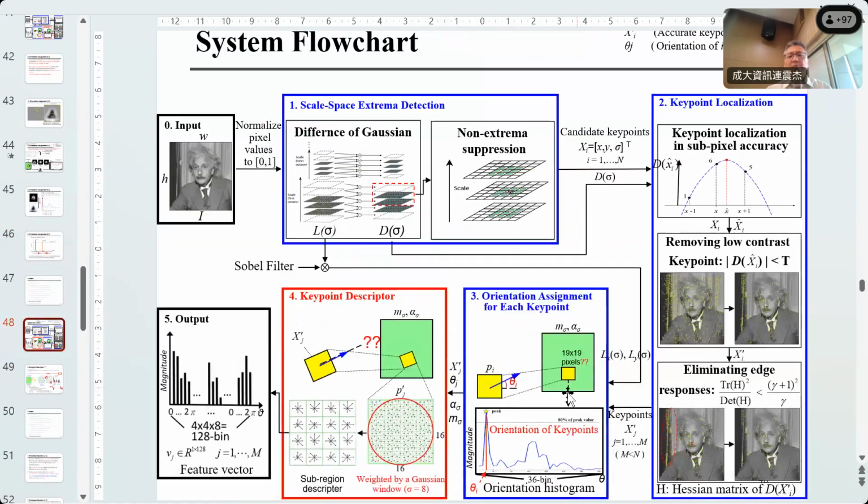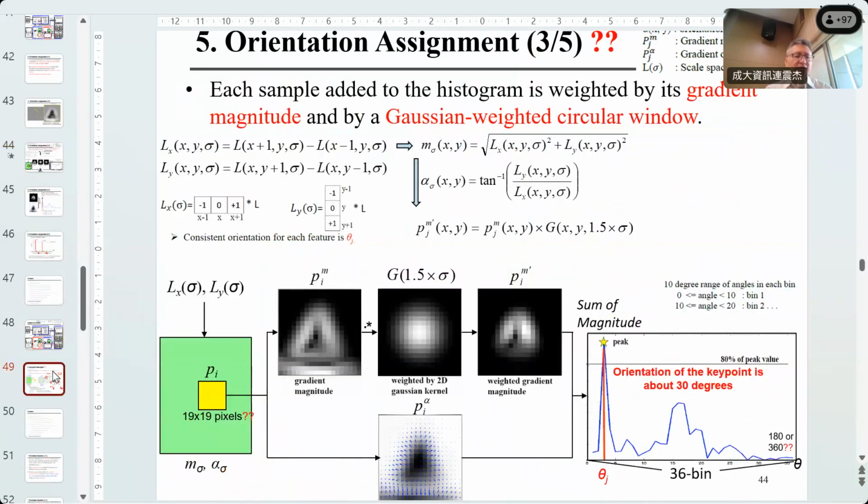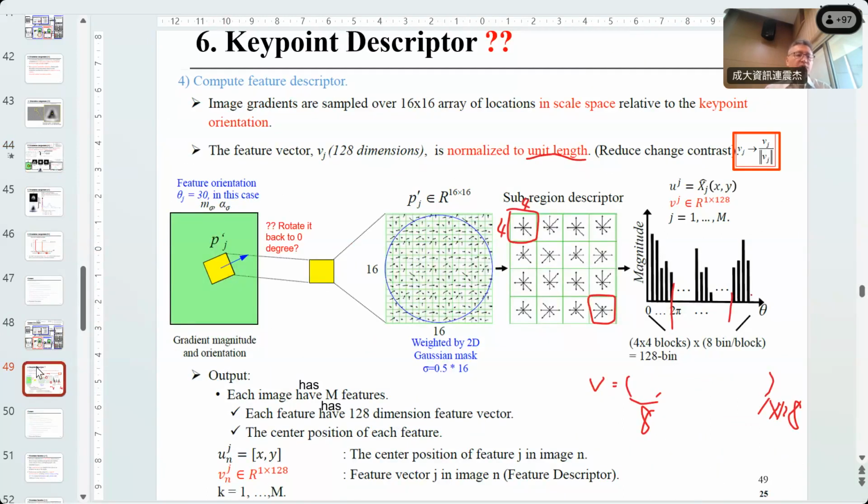So finally, we have a corner. For each corner we have a rotation angle, and finally we will do the descriptor. So the descriptor is this way. The same, we use histogram, and this uses angle. So here they use 16 by 16 pixels, this page. But why this is 19 by 19 and this is 16 by 16, I don't know.